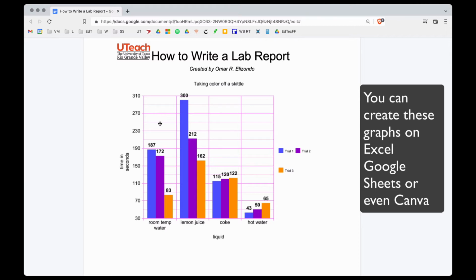Okay, so let's take a look at this bar graph. What we have on the x-axis is our liquid. So that is our independent variable. Our independent variable is going to be on the x-axis. And then over here we have time in seconds. That's the dependent variable. Now this is great because one, it says liquid, and these are all liquids. That helps the reader know what liquid we're looking at. Then we have the y-axis, which is time in seconds. So I know that this is a measurement of time, and I know that this is in seconds.